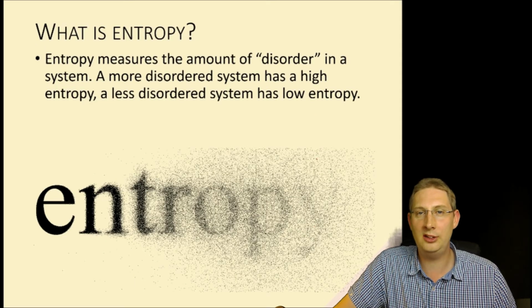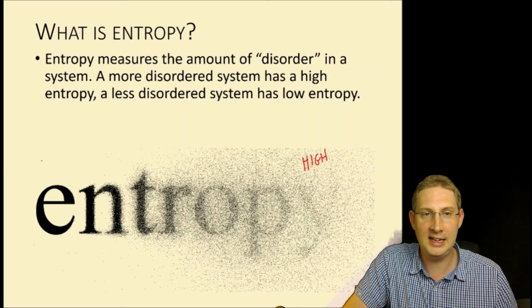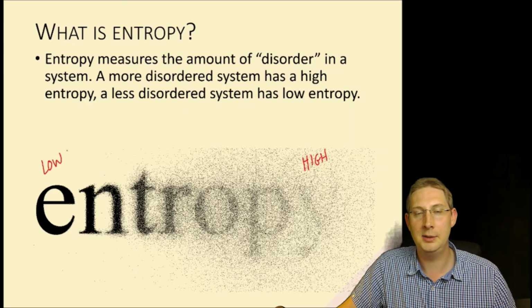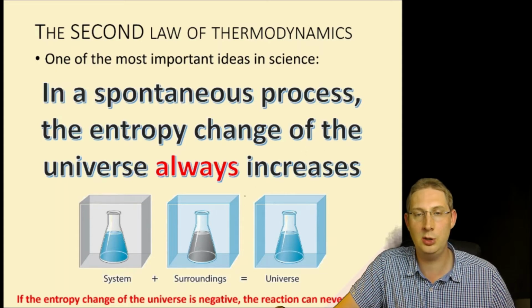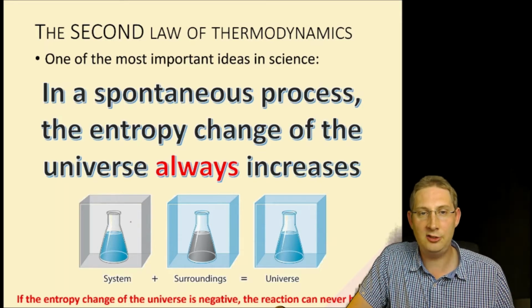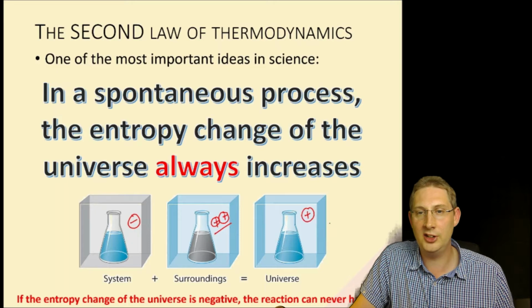Again, just to remind you, entropy is a measurement of the amount of disorder. So this Y has very high entropy, very disordered. This E over here has low entropy because it's very ordered. You should be familiar and happy with that now. And we looked at the second law of thermodynamics. In a spontaneous process, the entropy change of the universe always increases. So even if the entropy change of the system is negative, provided the entropy change of the surroundings is very positive, then the entropy change of the universe will be positive and the reaction will be spontaneous.